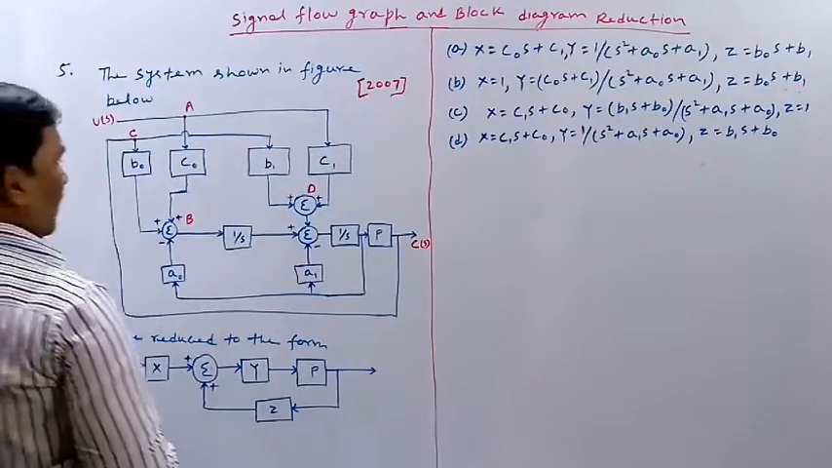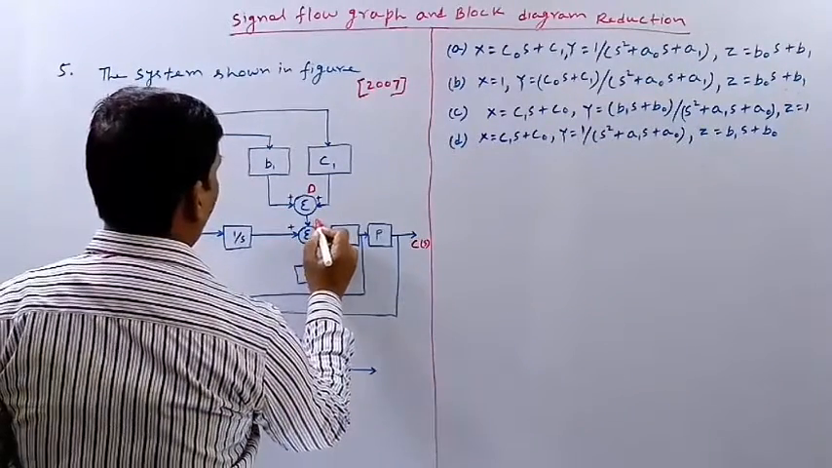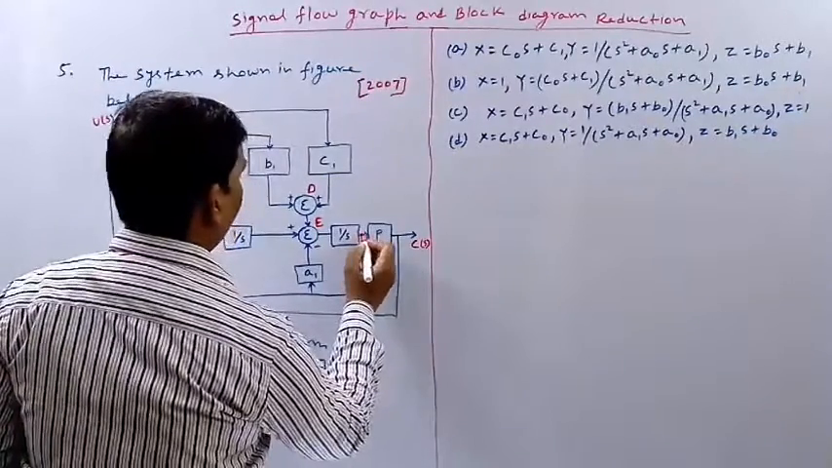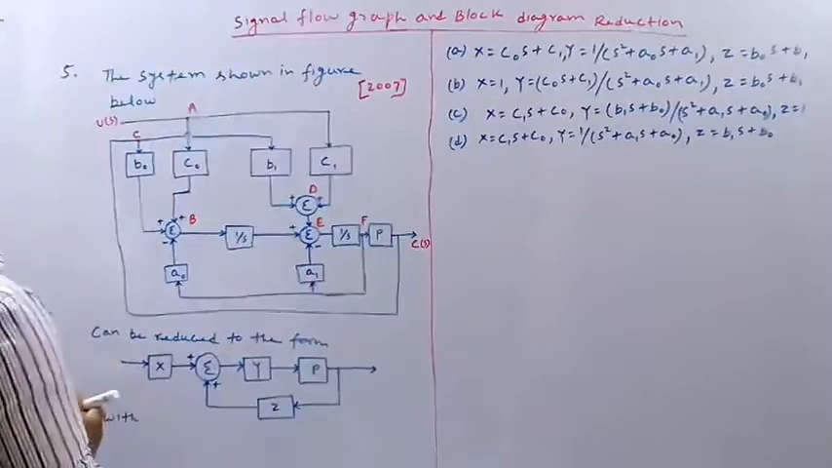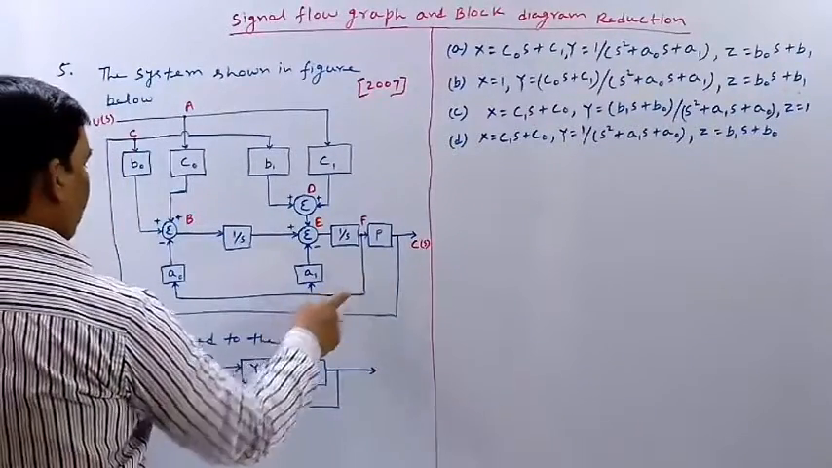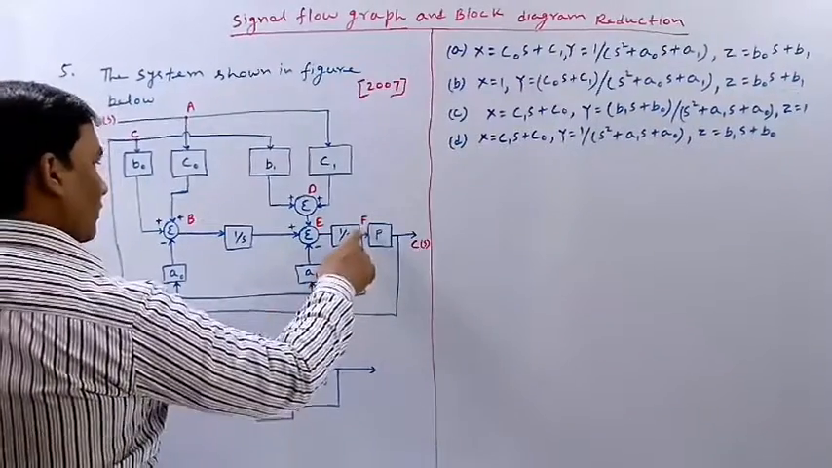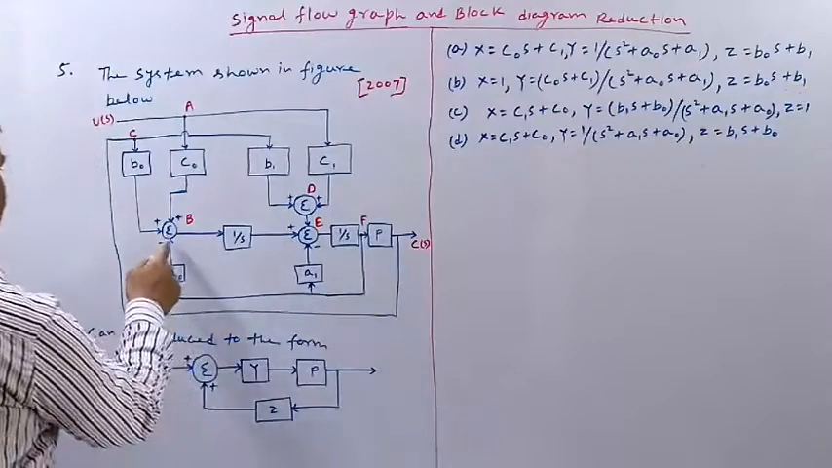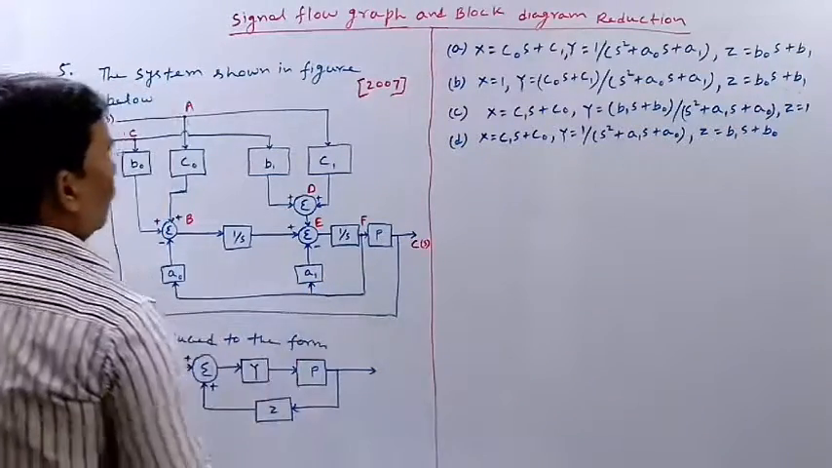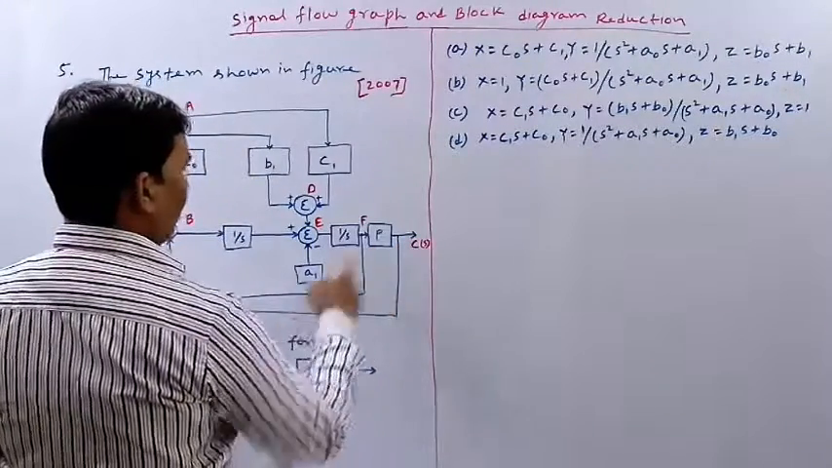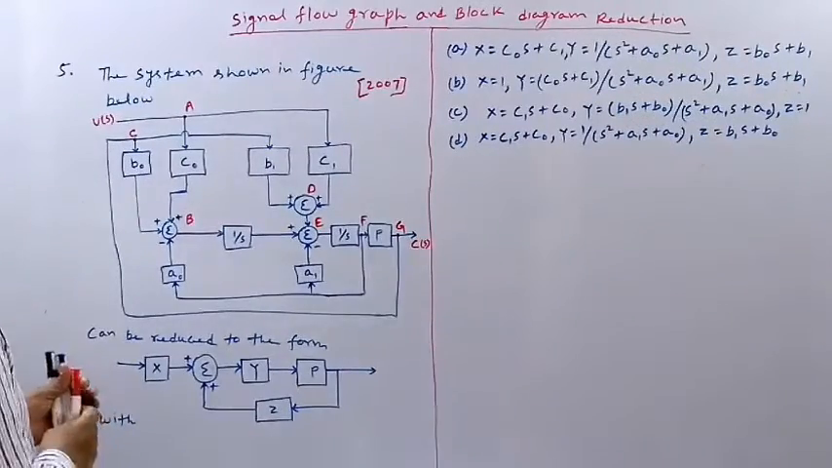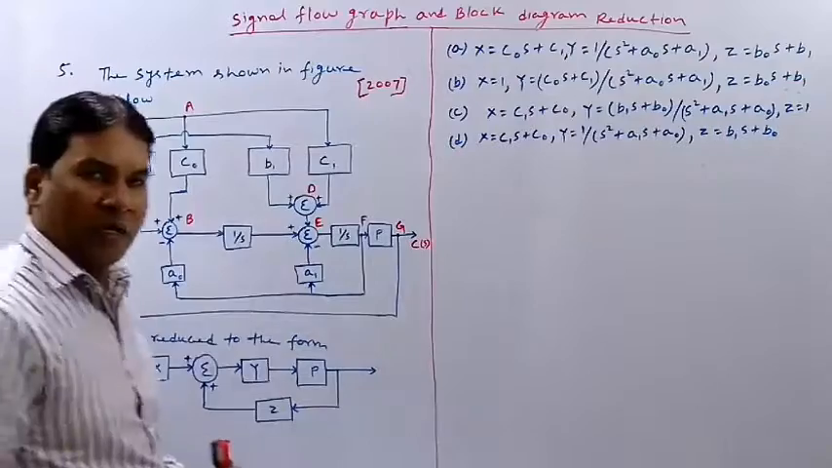Now let me write this summing block as E. Now let me write this takeoff point as F. There is no need to name the other point, because F can be directly connected with E and F can be directly connected with B. And finally this takeoff point I write as G. So the naming of the different points in the diagram is complete.